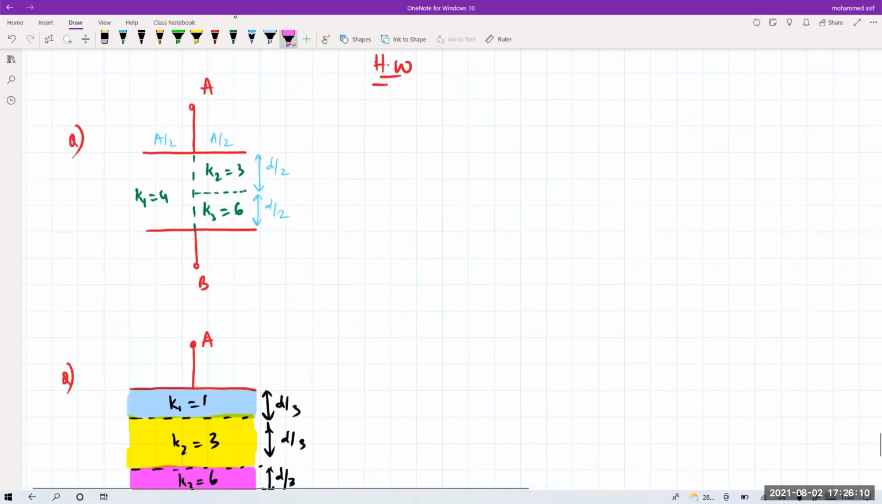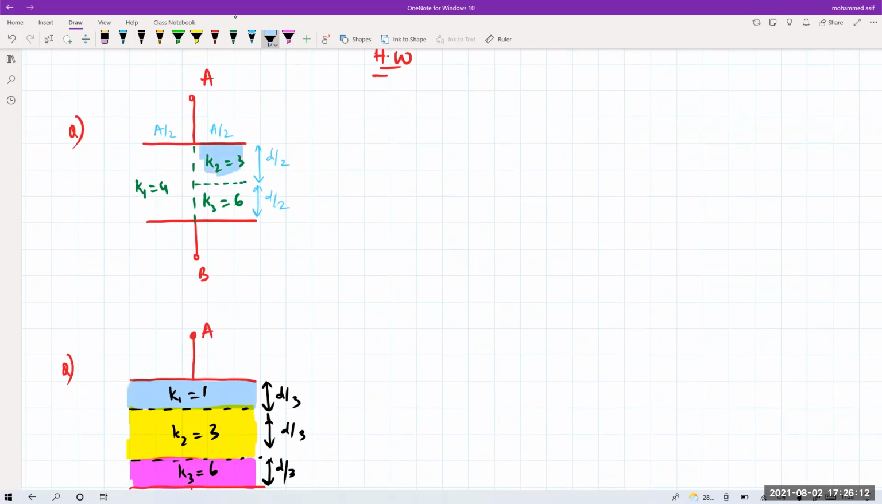You are not trying. You do it on your own once. Here, in one of them, K3 will be one above the other. So the distance is D by 2 and the area is A by 2, so they are in parallel. Then K2 and K3 come, and with the distance decreasing, they are in series. One above the other, so the distances are D by 2, D by 2, and the area stays the same. These 2 will become series. Whatever effective we get, that will be in parallel with your K1. Understood?